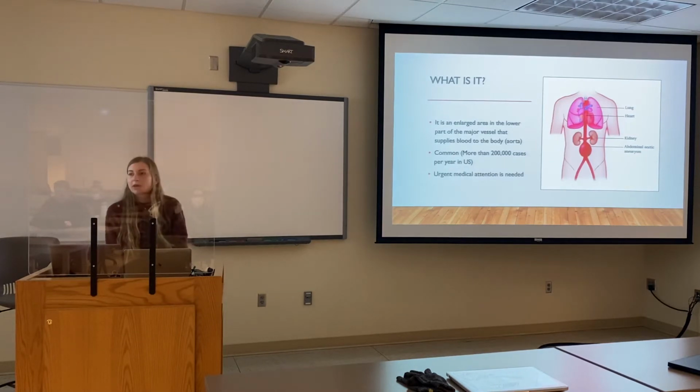So what is an abdominal aortic aneurysm? It is an enlarged area in the lower part of the major vessel that supplies blood to the body. This is known as your aorta. The aorta runs from your heart down through the center of your chest and abdomen, and it's the largest blood vessel in the body, so a ruptured abdominal aortic aneurysm is pretty serious and it can cause life-threatening bleeding. It's a very common disorder. More than 200,000 cases per year are diagnosed in the United States. It's a very urgent medical condition.